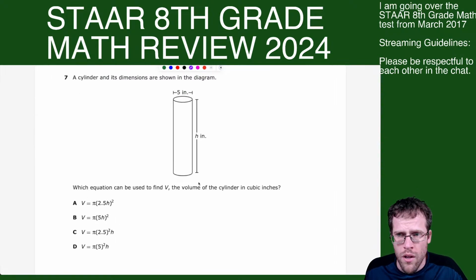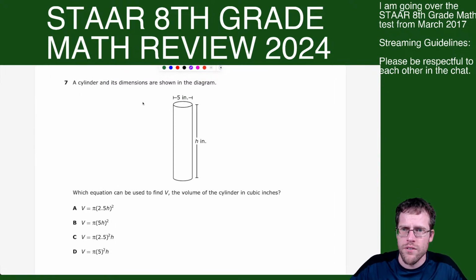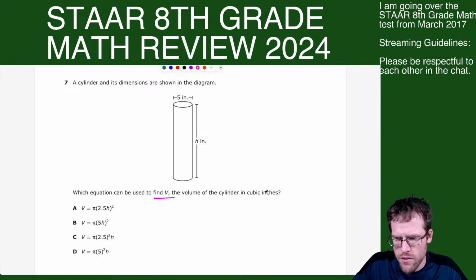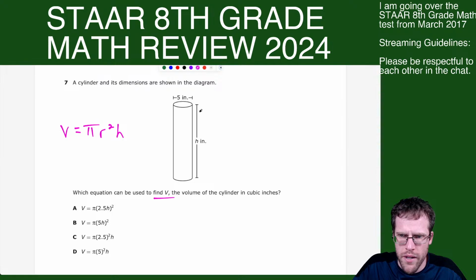Cool. All right. Question 7. We have a cylinder, and we want to know which equation can be used to find V, the volume of the cylinder, in cubic inches. So there is a reference page, and this is a nice formula to have. The volume of a cylinder is pi r squared times h.